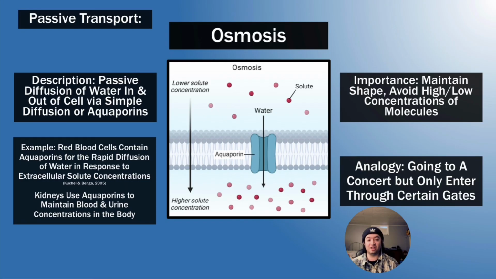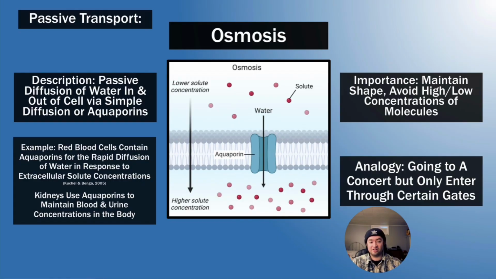This process helps maintain cellular homeostasis by keeping concentrations of solutes at healthy levels for optimal cellular functioning. A real life example is in our own red blood cells, which contain lots of aquaporins, which allow for the movement of water in response to different extracellular solute concentration, which allow the red blood cell to navigate different parts of the body depending on the amount of solutes within the bloodstream.